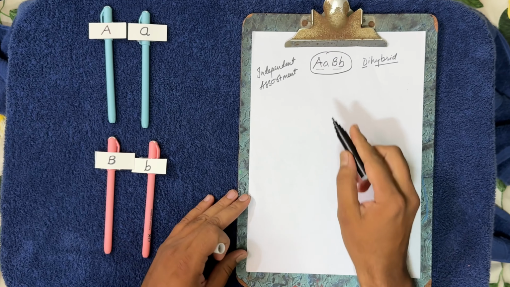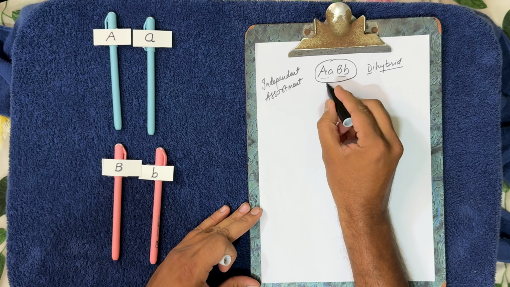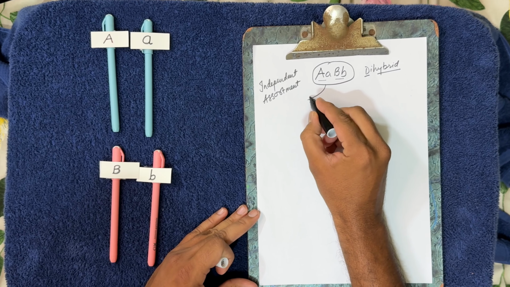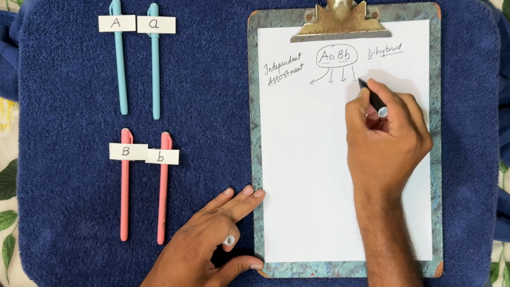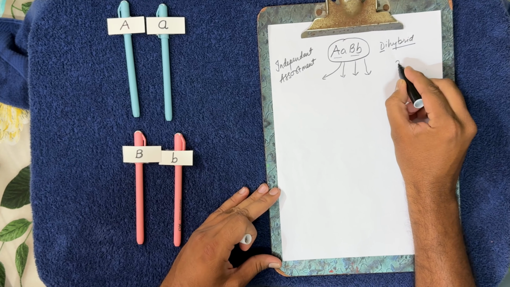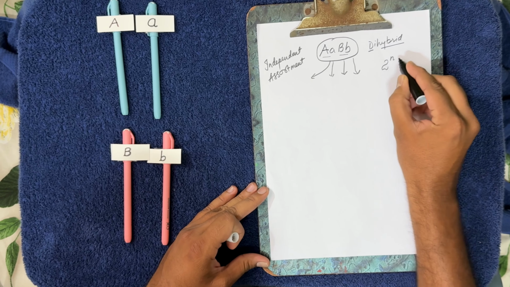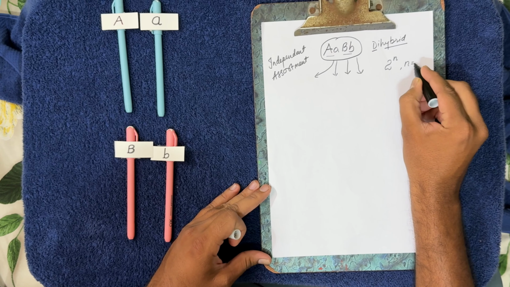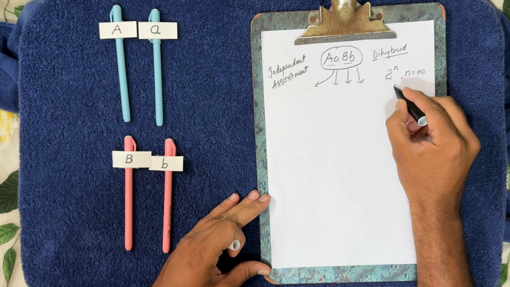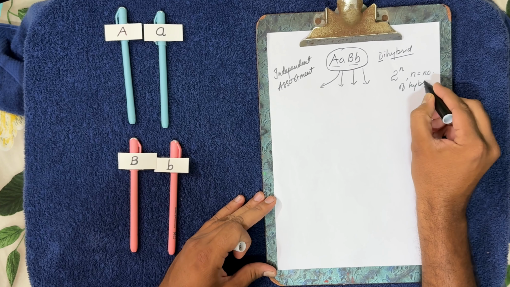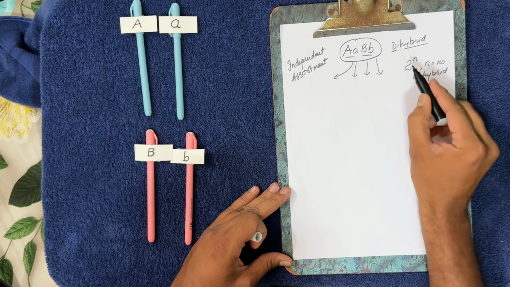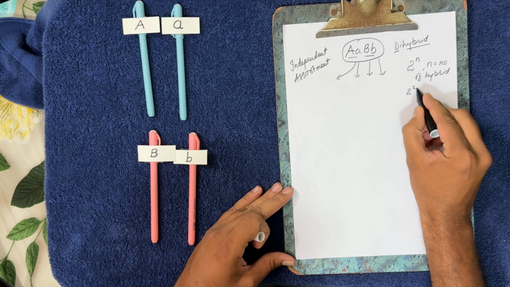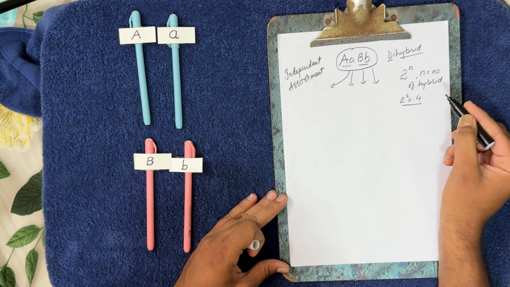So in this case, whenever gametes are produced, you have learned that a dihybrid produces four types of gametes, right? You have learned this formula probably, 2 raised to n, where n is equal to the number of hybrids. So how many hybrids do you have over here? 1 and 2. So the formula will be 2 raised to 2, so you will have 4 types of gametes over here.